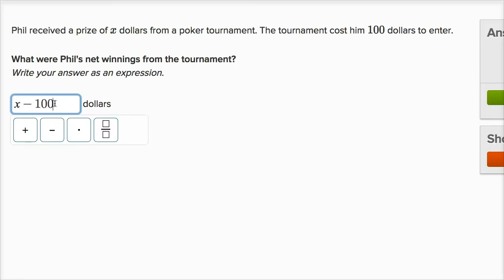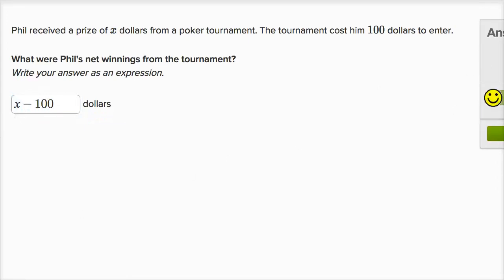So, for example, if X was $105, he wins $105. But if he had to spend $100 to enter the tournament, then his net would be $105 minus $100, or $5. So this is giving us the net. We're getting how much he got, but we're subtracting how much he actually had to spend. Let's do one more of these.